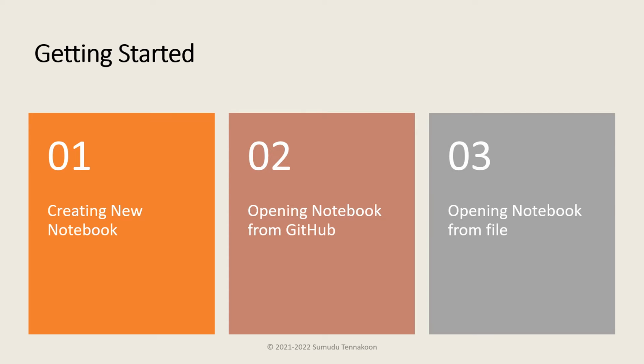In this lesson, I will guide you through three ways you can start working with Colab notebooks. First is to create a new notebook and start working on it. Second, you can open a notebook from GitHub, because we will be sharing some notebook examples via GitHub. Third, you can open a notebook stored in your local drive. You can simply upload it to the Colab environment and start working on it. We will explore these in the coming slides.